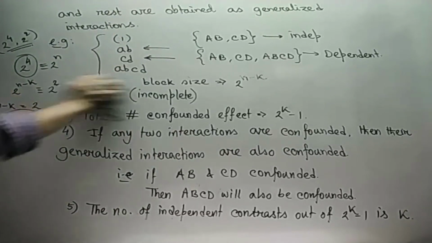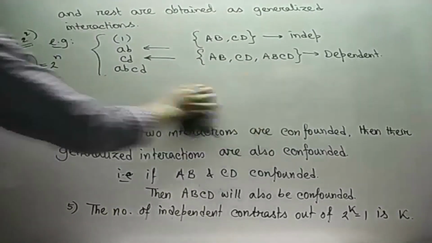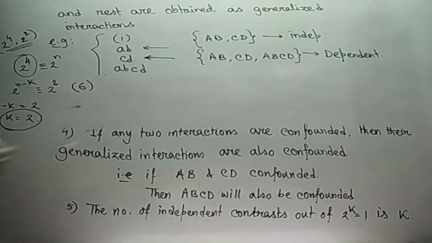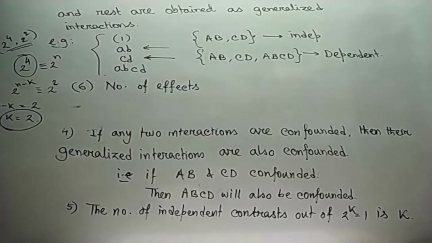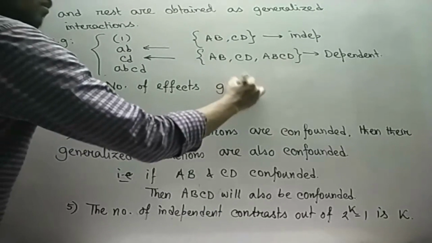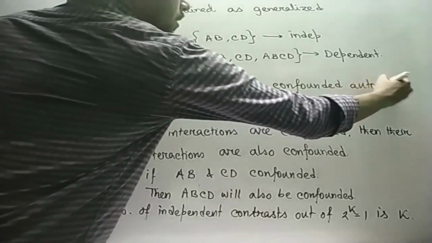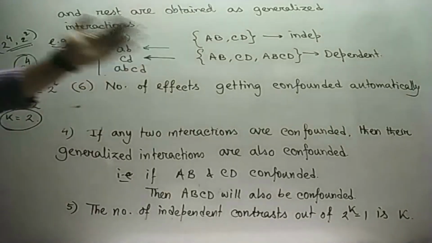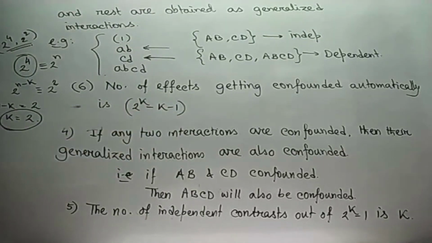Let's go to the next point, which is number 6. The number of effects getting confounded automatically is 2 to the power k minus 1. Let's have an example for that, otherwise you cannot understand this properly.